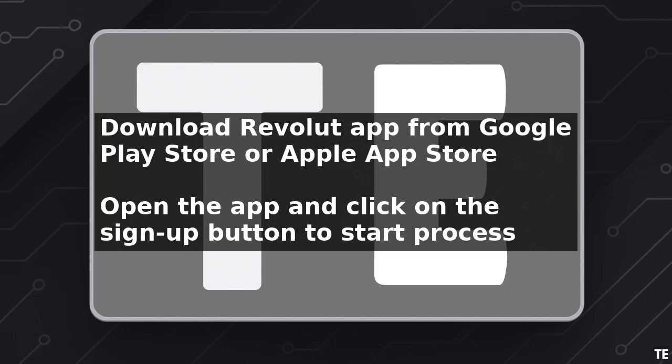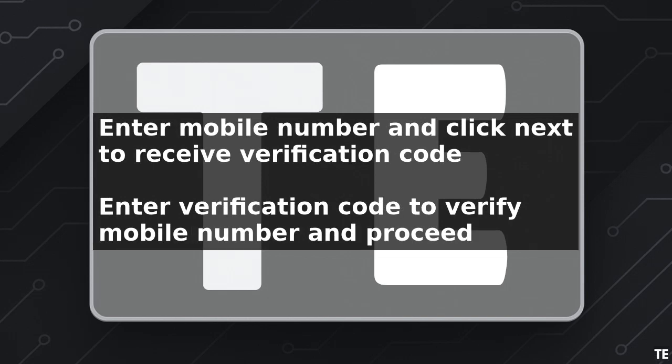You will then receive a verification code on your mobile number. Enter this code to verify your number. After verifying your number, you will be asked to provide some personal details such as your name, email address, and date of birth. Make sure to provide accurate information as it will be used for verification purposes.